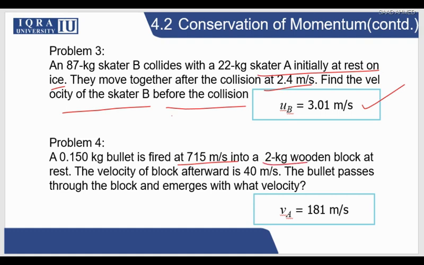2 kg wooden block at rest. The velocity of the block afterwards is 40 meters per second. The bullet passes through the block and emerges with what velocity? You have to find out the velocity after it emerges, or comes out of the block from the other side. So do these four problems.